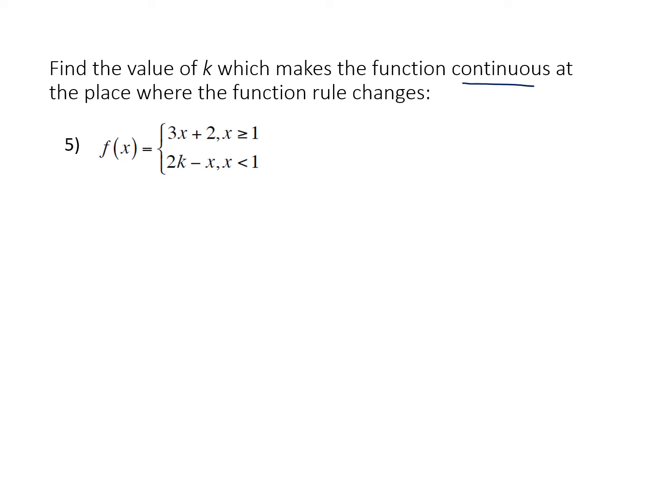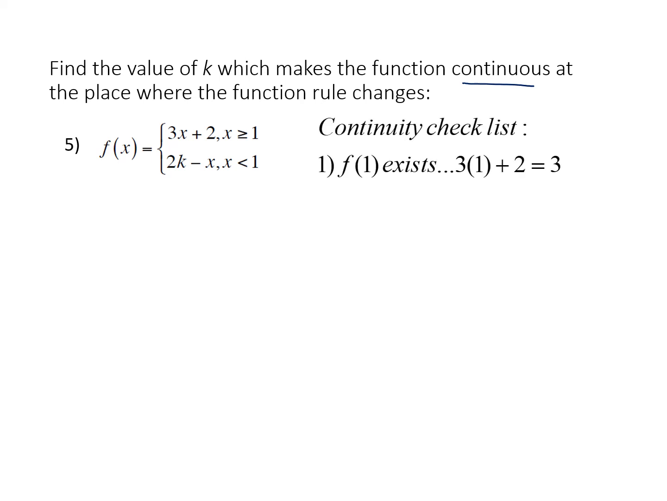So again, I kind of like doing a checklist. The first one is, does the function exist at 1? So f of 1 exists, and at 1 we use the top branch, 3x plus 2. When we evaluate it, we get 3. So the function at f of 1 has to equal an output of 3. Okay, so now we're going to utilize that. So this graph has to equal 3, but in order for it to be continuous, the limit must also equal that from the left side and right side.